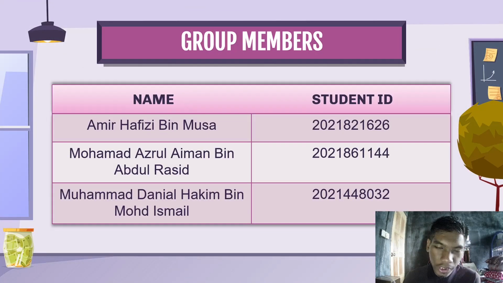I will be introducing you to our group members. My name is Amir Hafizi bin Musa, and the other two group members are Muhammad Azrul Aiman bin Abdul Rashid and Muhammad Danial Hakim bin Muhammad Ismail.